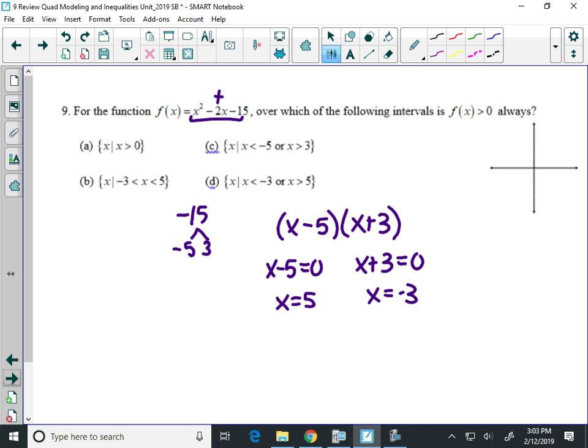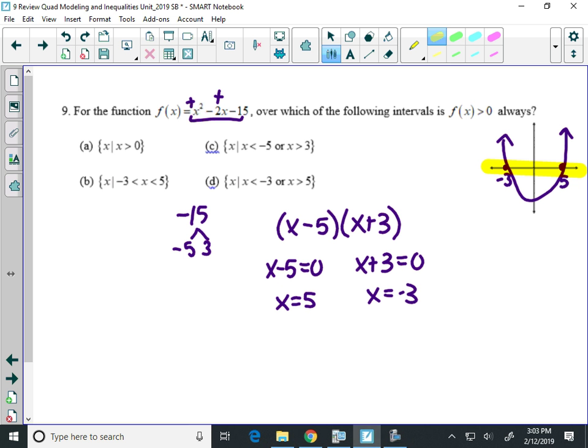Okay, so when I look at this, I'm going to just sketch a graph. I have a root at 5, a root at negative 3, and I know that my parabola, since the leading coefficient is positive, is going to open up. That's a really bad parabola, but you get the idea. Okay, so I want to know where I am greater than 0. So that means above the x-axis.